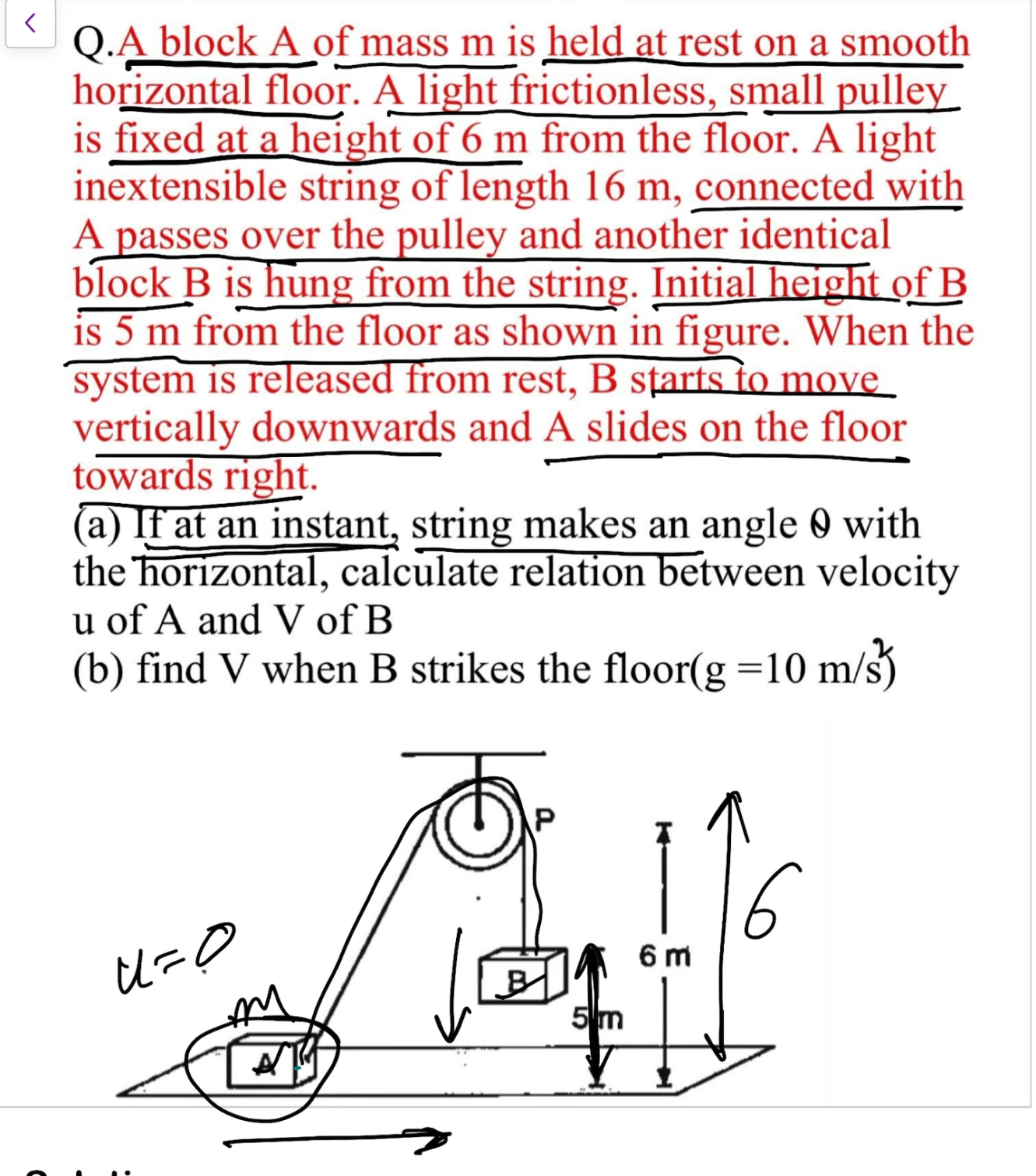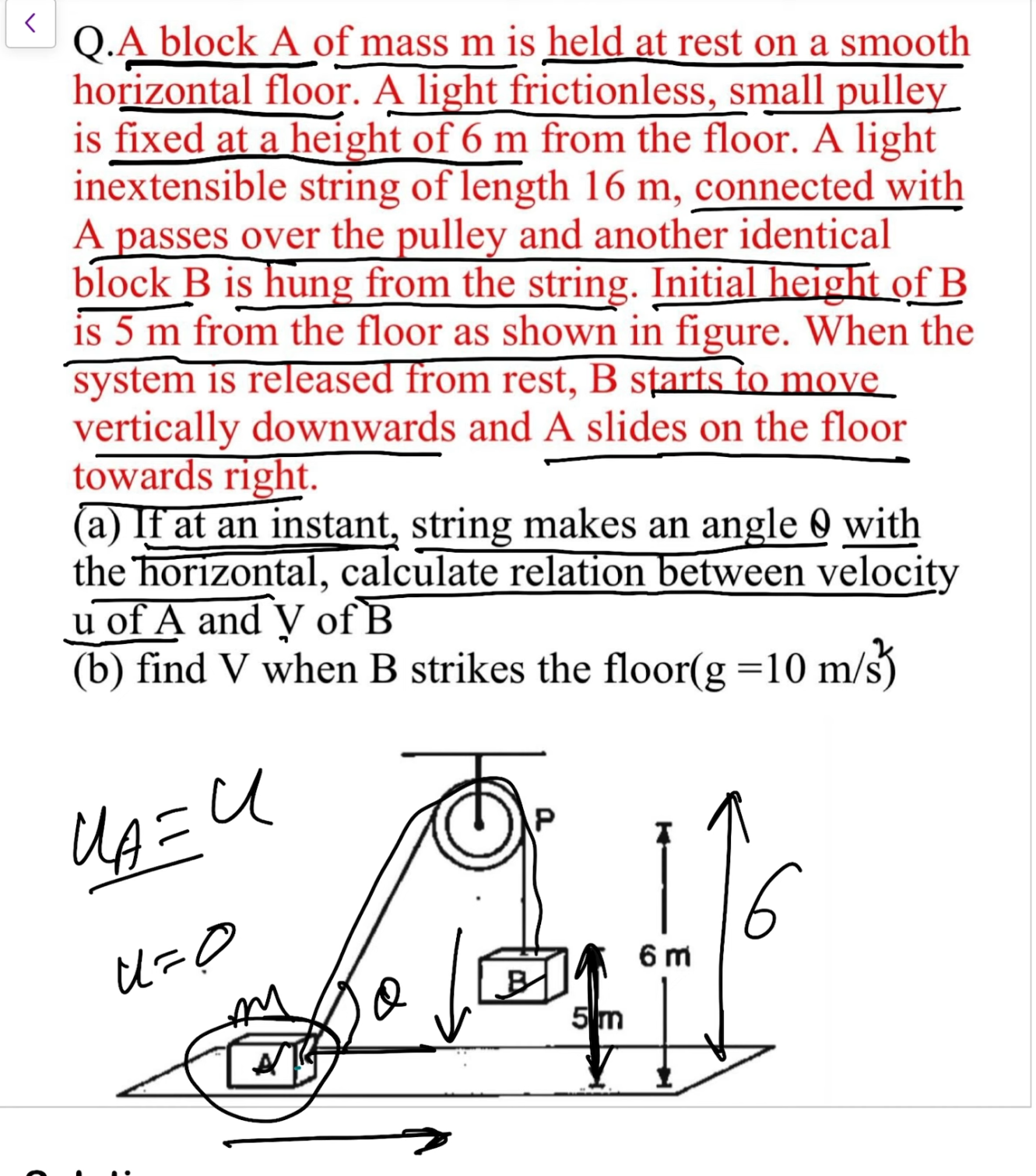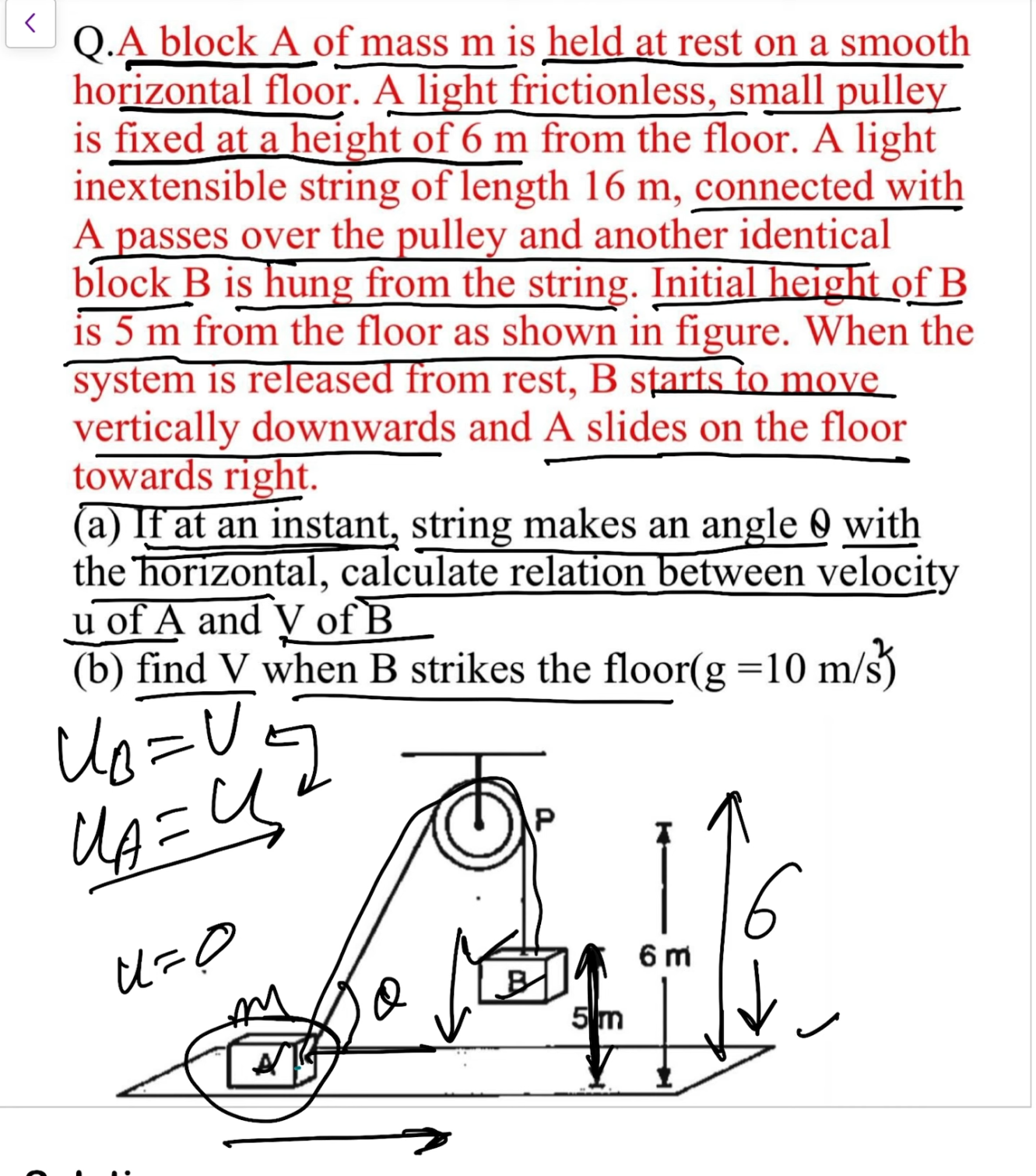If at an instant the string makes an angle theta with the horizontal, calculate the relation between the velocity u of A, that is uA equal to u in the positive x direction, and the velocity of B, that is uB equal to v. So what is the relation between these two? And second, find v when block B strikes the floor, that is, the velocity of block B before it strikes the floor. So it is clear what our motto is.